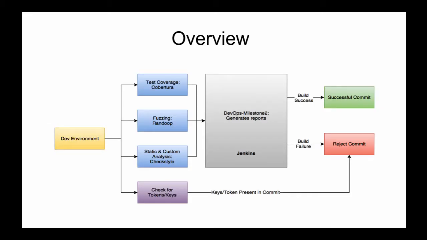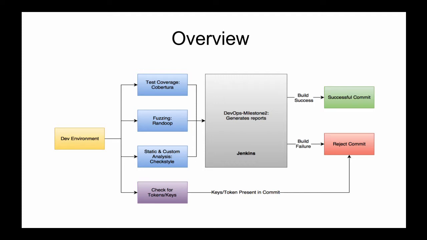For the next milestone 2, test and analysis, we used a simple Java Maven project for calculator operations with JUnit tests. We measured code coverage using Cobertura, Randoop for fuzzing and Checkstyle for analysis, both static and custom. Git hooks would reject a commit if the build failed or tokens were detected.